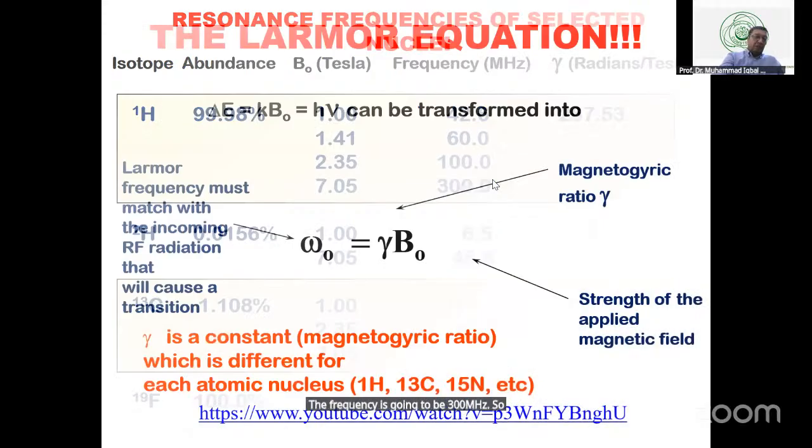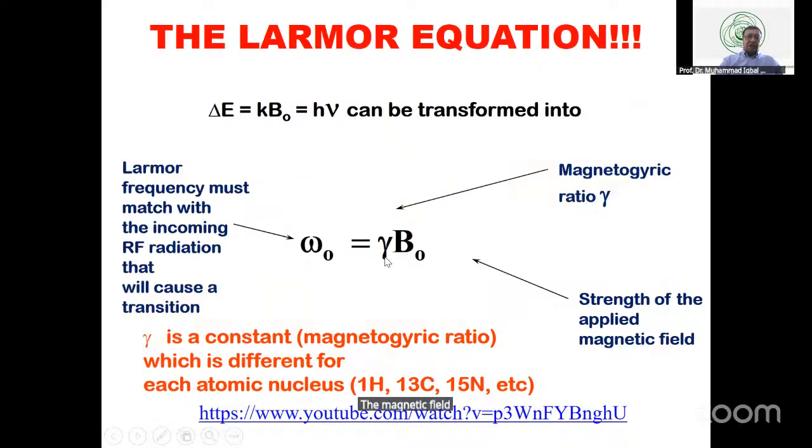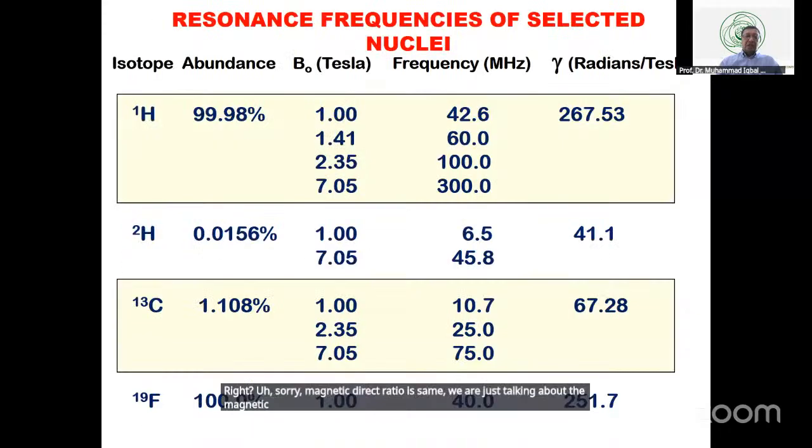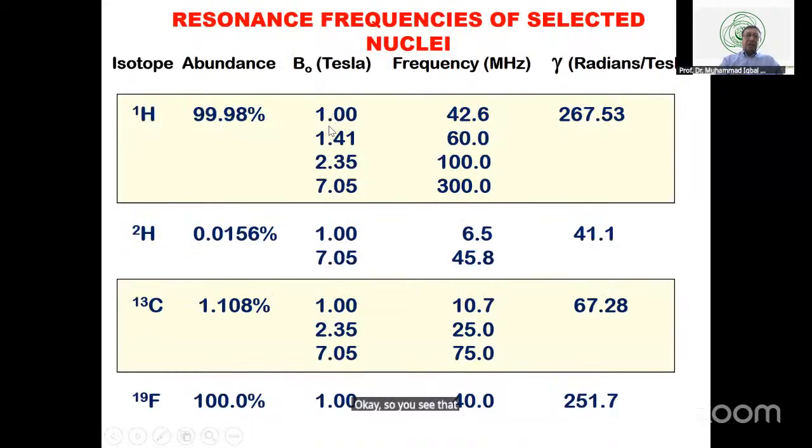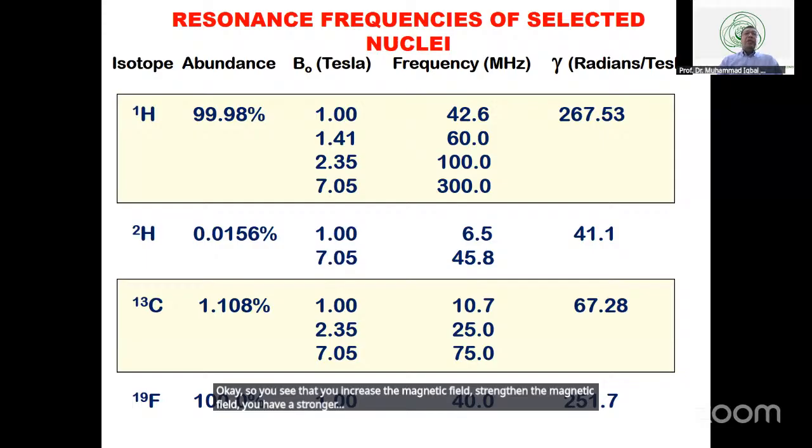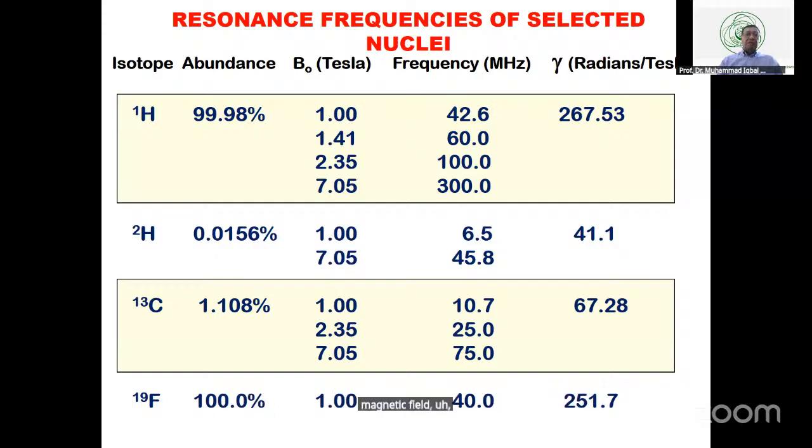So remember, for proton, the gyromagnetic ratio is the same. We are just talking about the magnetic field. So you see that when you strengthen the magnetic field, with an NMR spectrometer with a stronger magnetic field, you would have a faster Larmor frequency and radio frequency absorption. So this is for proton.